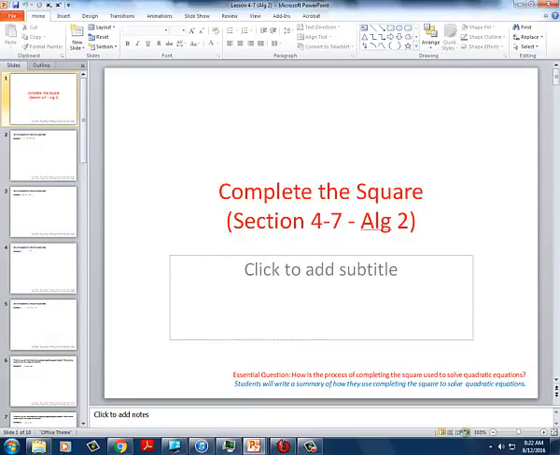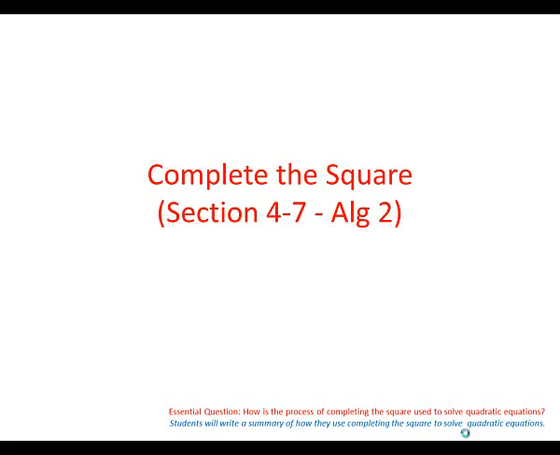All right, so what we've been exploring this week is the wonderful world of quadratics, okay? So this is the next step to that wonderful world of quadratics.